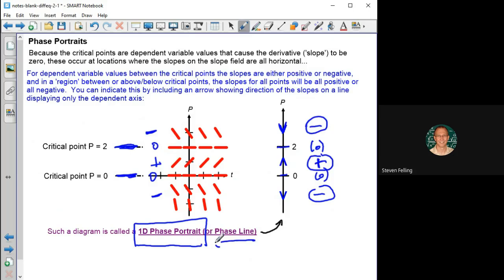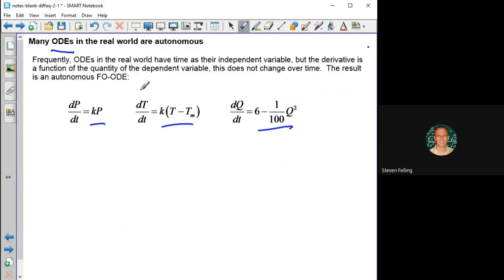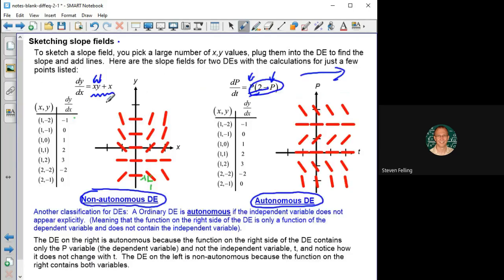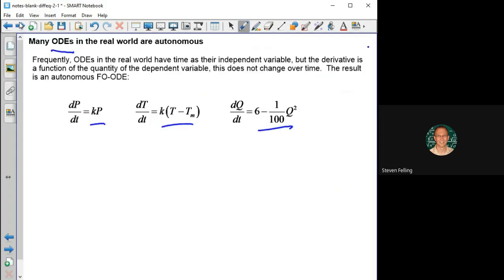So you may be asked to draw phase lines or phase portraits, and that's what's going on. If you have an autonomous DE where things are not dependent upon the x variable, then the slopes are downward or upward, and you just draw that as a phase portrait line. You just say, okay, at 0 and at 2, they go down here and they go up here, the slopes. That's called the phase portrait. All right.